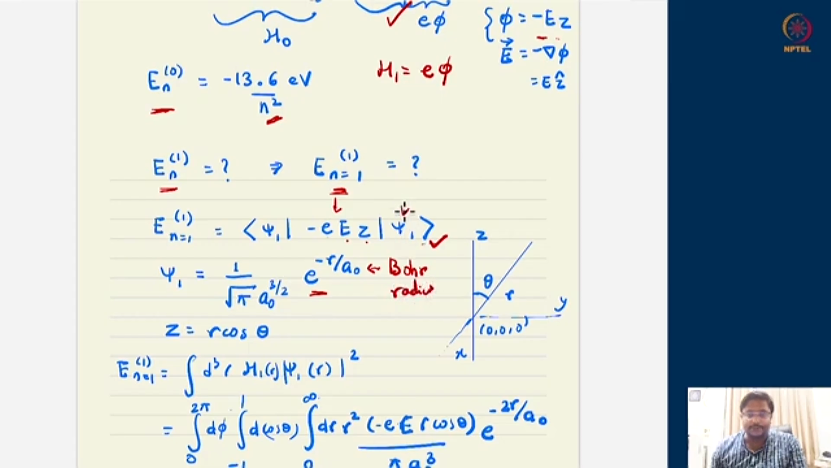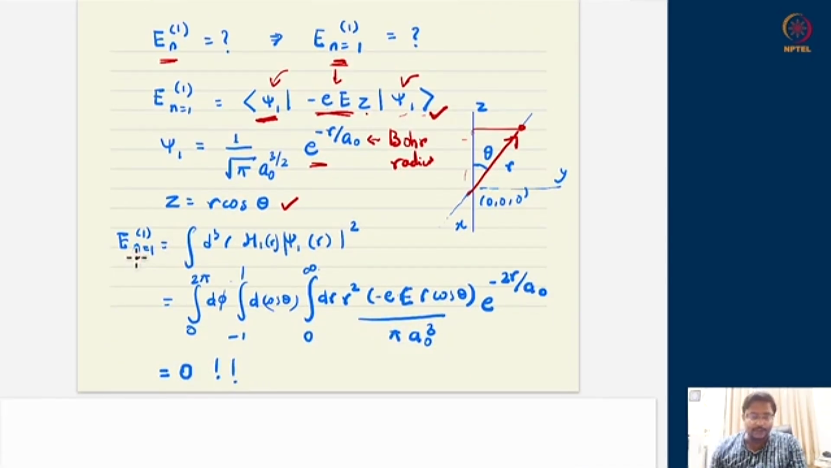So this is about the wave function. Its conjugate, the bra psi1, would be just the complex conjugation of this. The Hamiltonian itself would be E times Z. In spherical polar coordinates, Z would be written as r cos theta. Given the vector r, its projection along the z-axis is r cos theta. So now we are ready. We have the position representation of the wave function and of the perturbation Hamiltonian, and then we can compute the first order correction to the ground state energy.